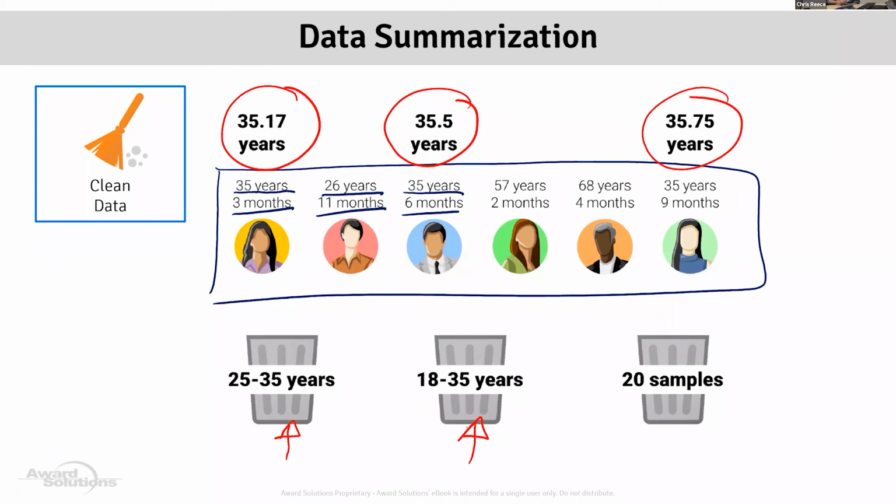Maybe it's going to be a wider 25 to 35. Or maybe we take all of our data and break it into buckets representing 20 samples each. So I'll sort this based off of their age, and then I'll take the youngest 20 and put that in bucket 1. The second youngest, bucket 2, and so on, until I've run out of buckets. So depending on the nature of the problem, that may be the best way to solve the problem.